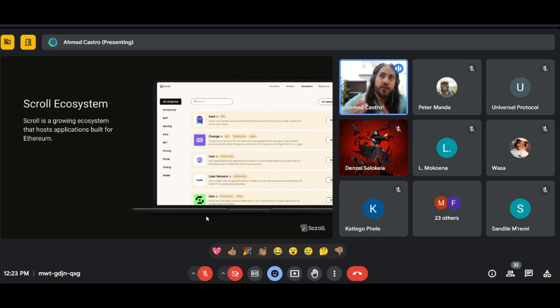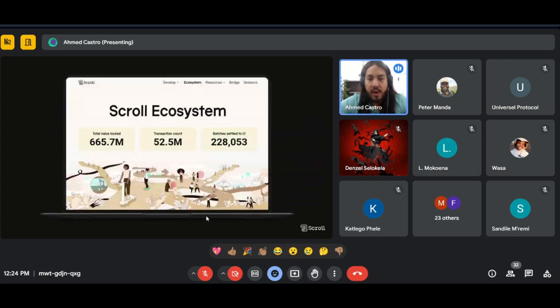Of course, for the tools and the applications to be available on Scroll, they have to be deployed on Scroll. But it's very easy for an application that was built on Ethereum to also support Scroll, because it's pretty much the same. So if there is an application or a tool that is not yet on Scroll, just let us know or let them know that you want the application on Scroll, because it should be very easy to port. And it's a very growing ecosystem.